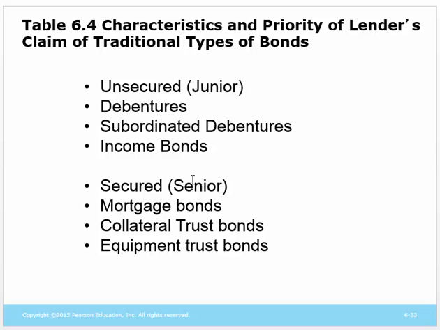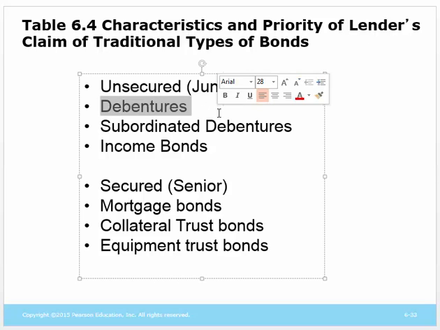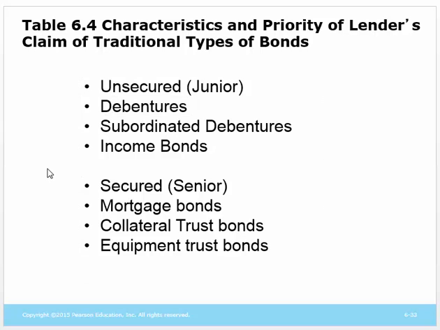So what kind of bonds do we have? In the corporate world, we have what are referred to as unsecured or junior debt. Frequently, those are referred to as debentures. A debenture is an unsecured corporate bond. Some of these have a higher status, if you will, than others. That's what the word subordinated means. Subordinated means it's junior or it's below.